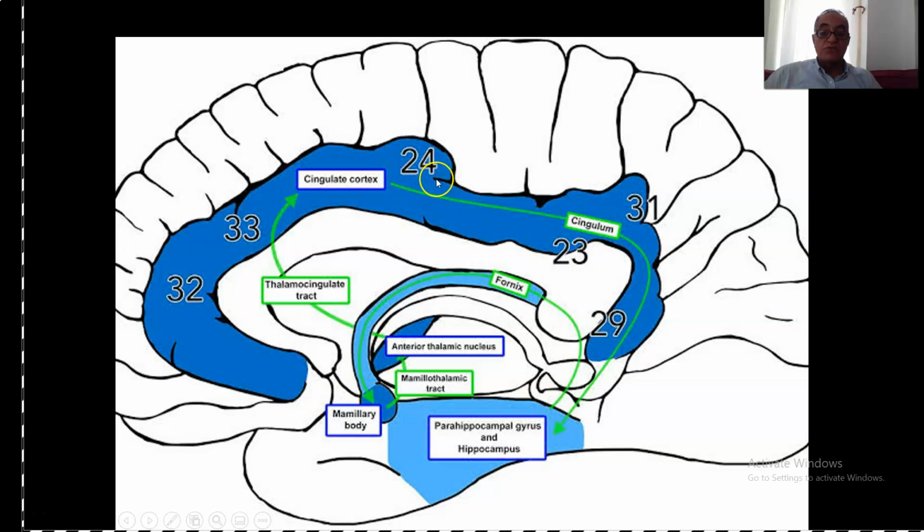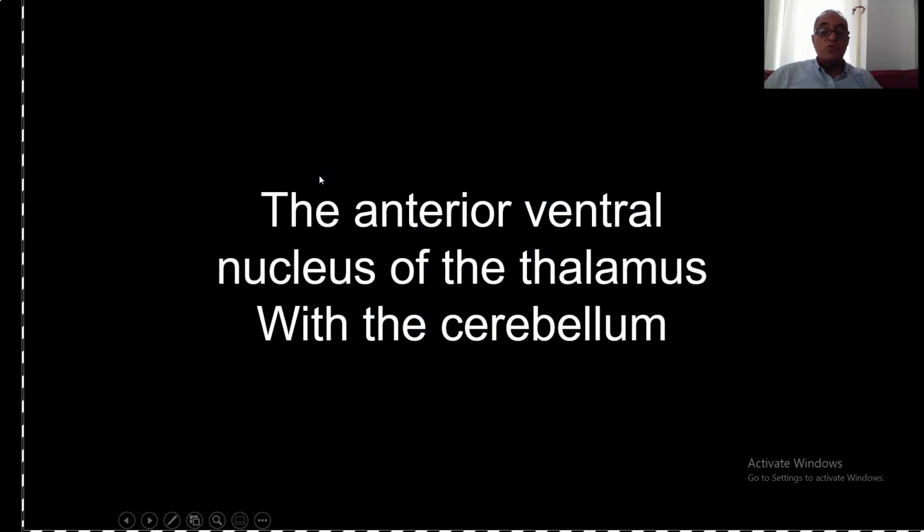This is a view of the circuit of Papez. This is the cingulate cortex, and deep to the cingulate cortex there is the cingulum, as we said, and then the cingulum carries impulses to the parahippocampal gyrus and hippocampus, and from the hippocampus the fornix will rise and continue on the surface of the thalamus, reaching the mammillary bodies, and from the mammillary bodies there is the mammillothalamic tract to the anterior nucleus of the thalamus, and through the thalamocingulate tract, then to the cingulate cortex. So this was the first important nucleus of the thalamus.